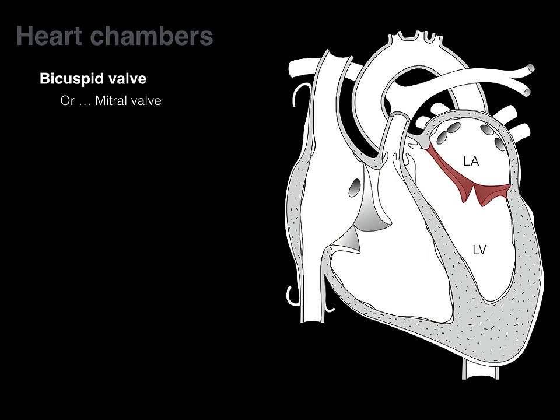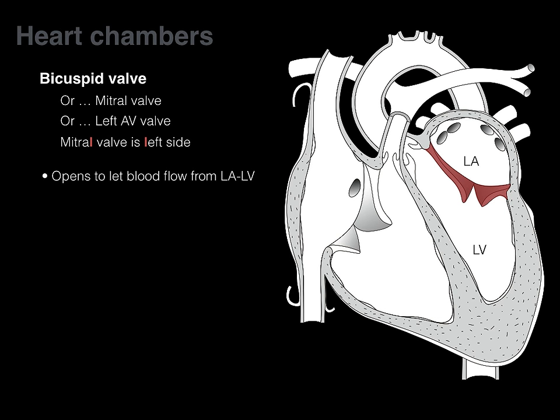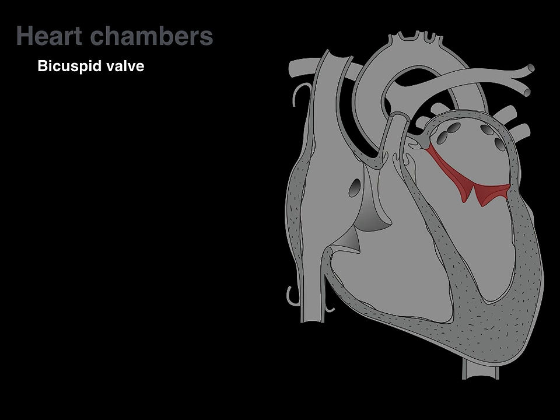But that wasn't where they ended. They said, well, instead of just the bicuspid valve, because it has 2 cusps, or mitral valve, because it looks like a mitre, why don't we also call it the left AV valve, because it's the atrioventricular valve on the left. And I just remember mitral, L for left. Okay? The bicuspid, mitral or left AV valve opens to let blood flow from the left atrium to the left ventricle. And so it closes during systole to prevent backflow of blood into the left atrium.